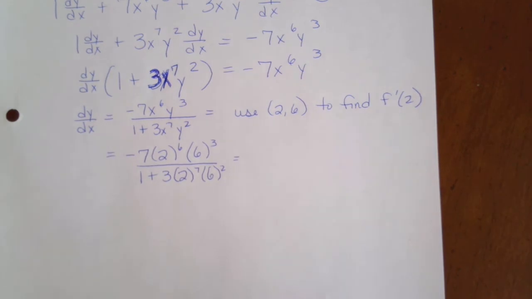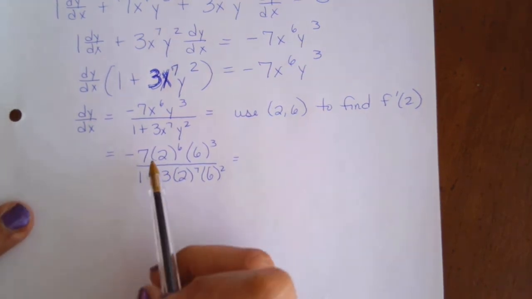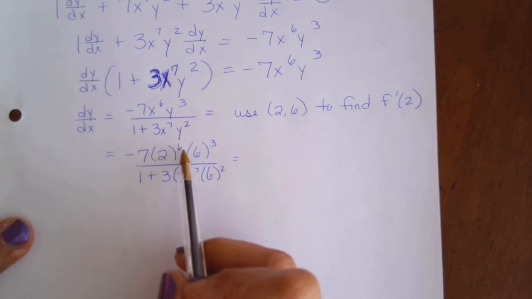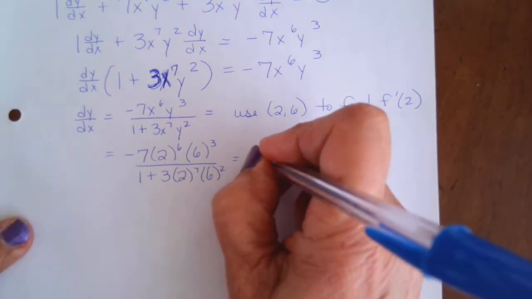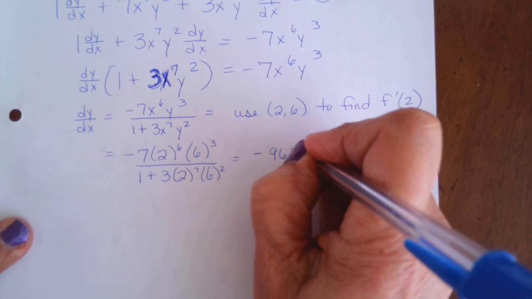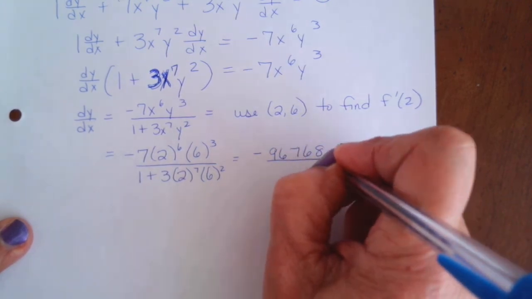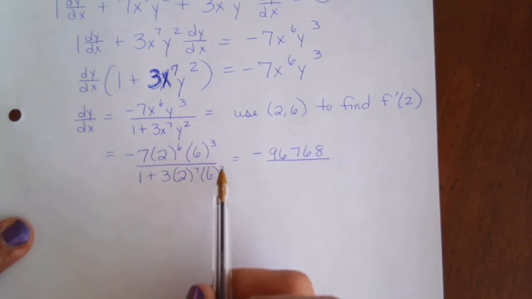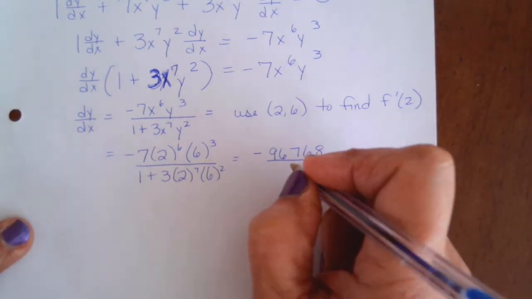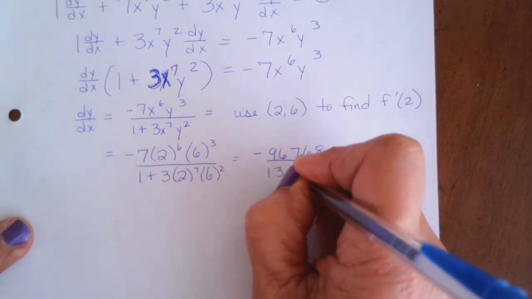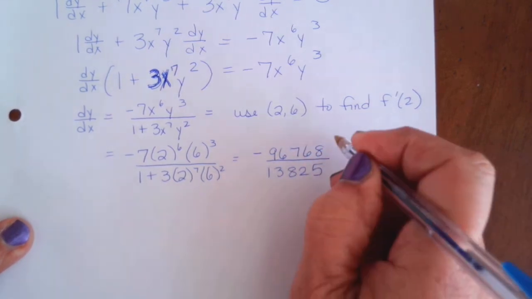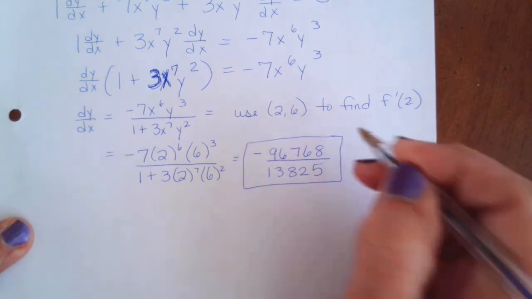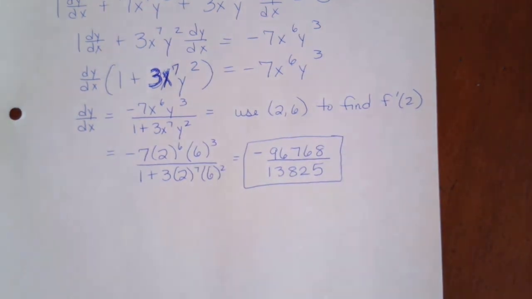Okay. And then I would just do this on your calculator one at a time. So negative 7, 2 to the 6th times 6 to the 3rd will give you a negative 96,768. And in the bottom, if you do 1 plus 3 times 2 to the 7th times 6 to the 2nd, you end up with 13,825. Okay, and remember, WebWorks, just leave it as a fraction. That's your best bet. Obviously, this came from WebWorks. Look at that big number, right? That's how they work.